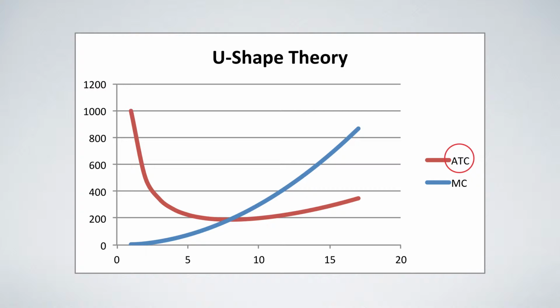ATC stands for average total cost, while MC is for marginal cost. In the case of a competitive market structure, a horizontal demand line cuts the MC curve to determine the price and quantity.